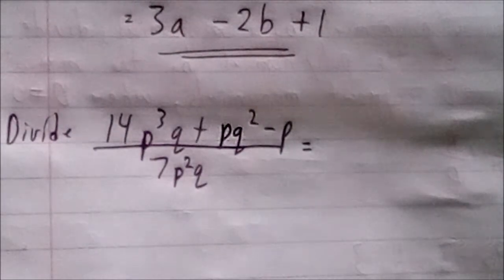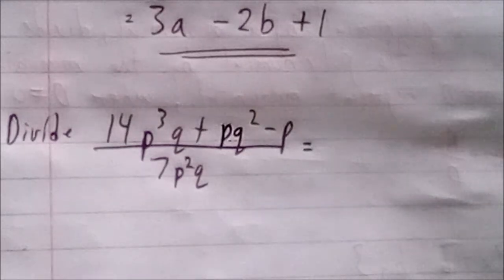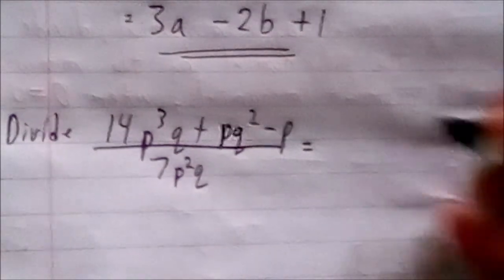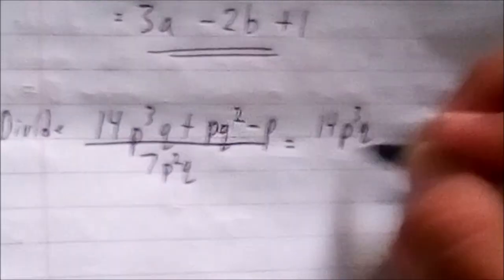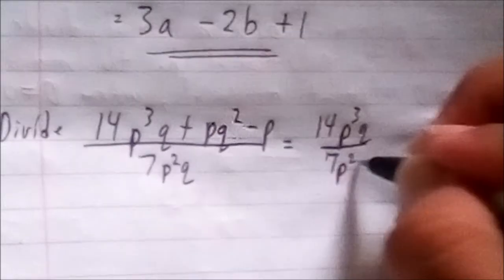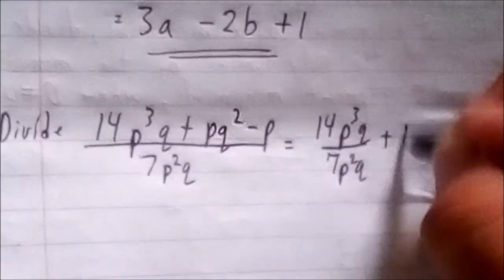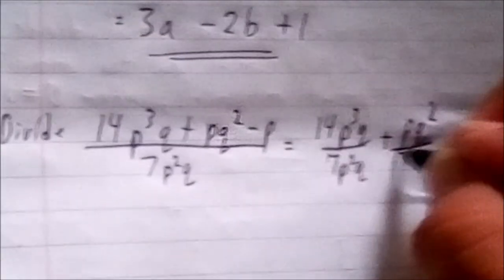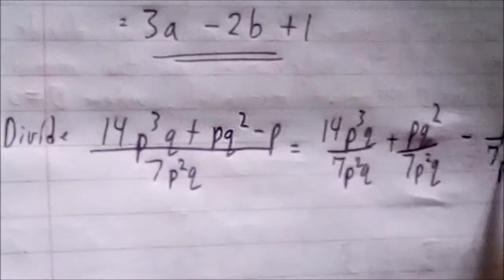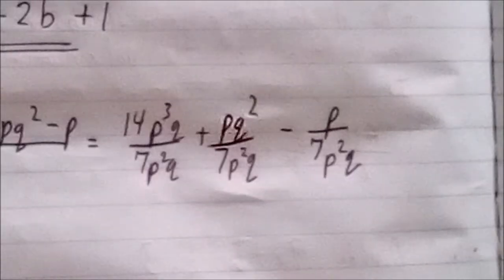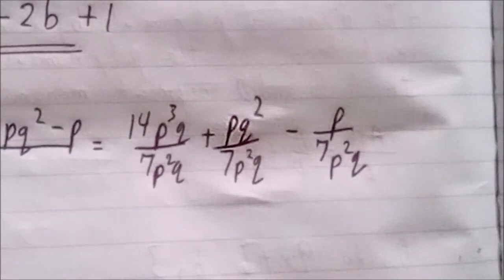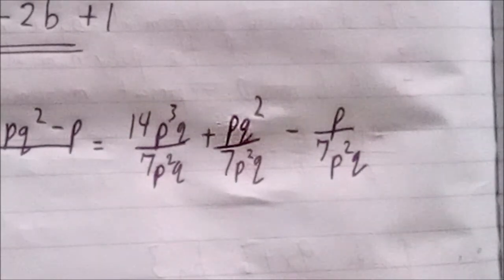Okay, singling them out, each top term by the bottom term. So this gives us now 14p cubed q over 7p squared q plus pq squared over 7p squared q, and then minus p over 7p squared q. Okay, so we have just set up the problem. Okay, so now we proceed.